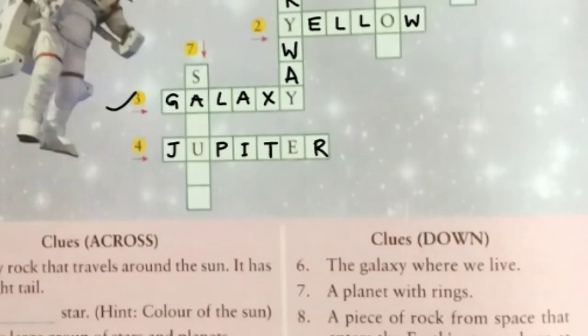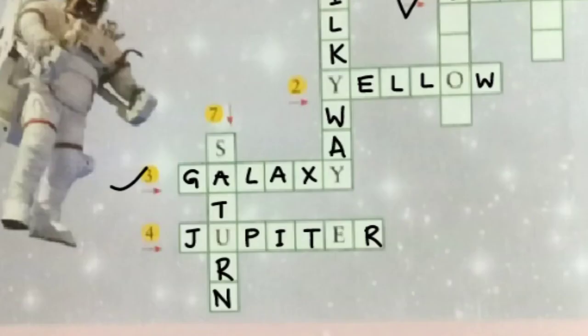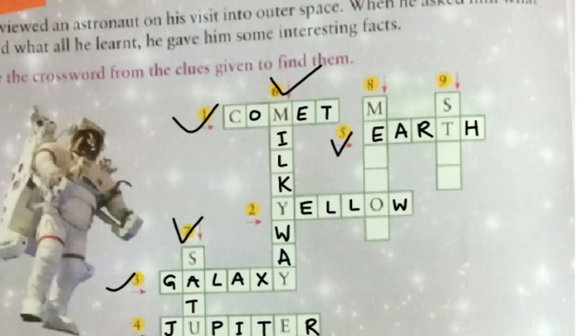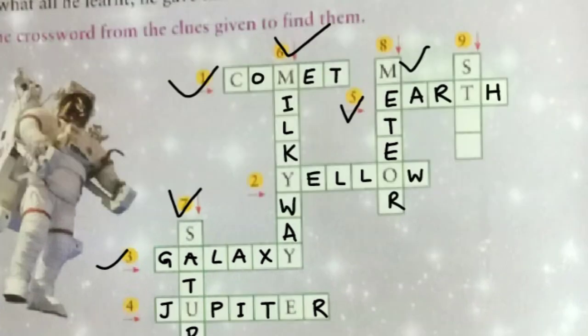A planet with rings. What is the name of that planet? Yes, it is Saturn. And this we will fill here. Saturn in a vertical form. Now let's see our number 8. A piece of rock from space that enters the Earth's atmosphere at high speed and forms a streak of light as it falls to the Earth. What is it? Our hint word is M. Yes, it is meteor. Now we will see our clue number 9.